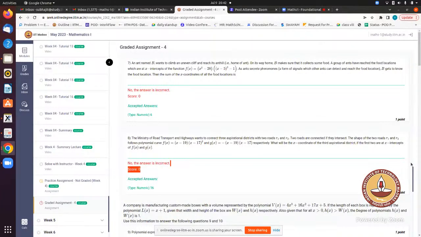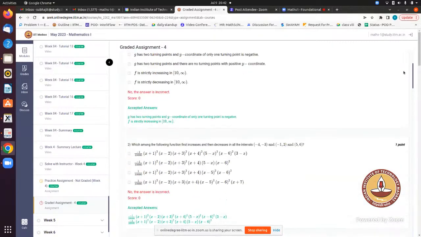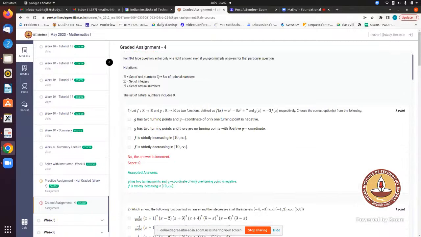What was question one? Someone was asking. Yes, sir. So the function is given from R to R, and g(x) is minus 2x cube minus 16x square plus 14, right? Then you have to answer these questions. I mean, you have to find the graph of this function.